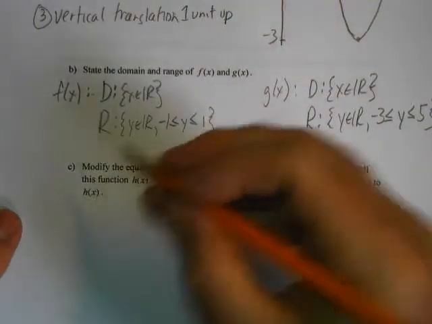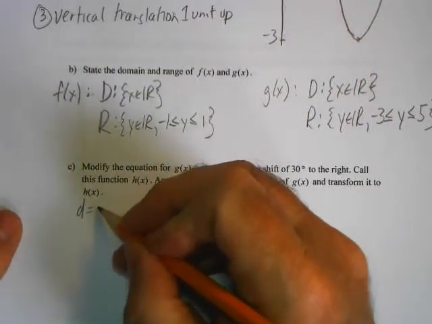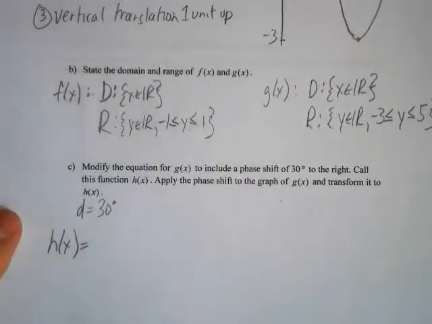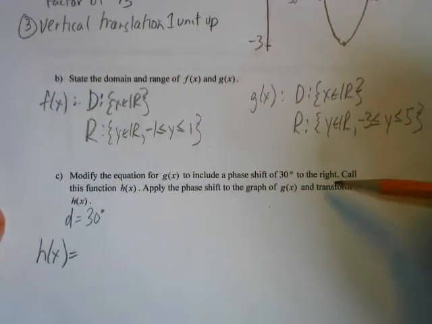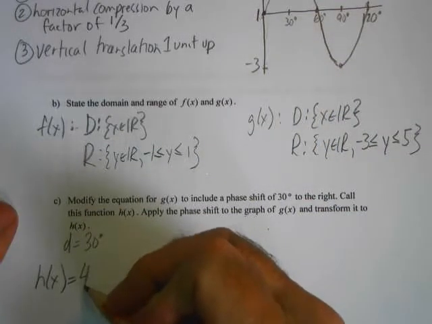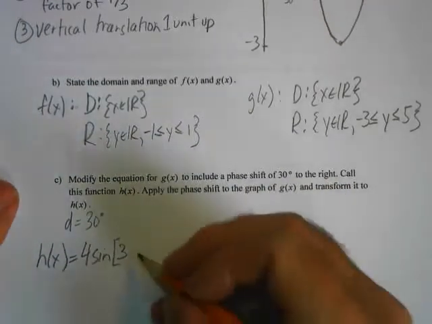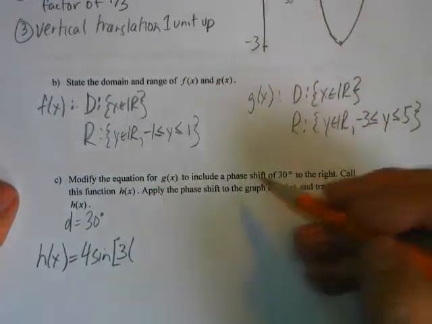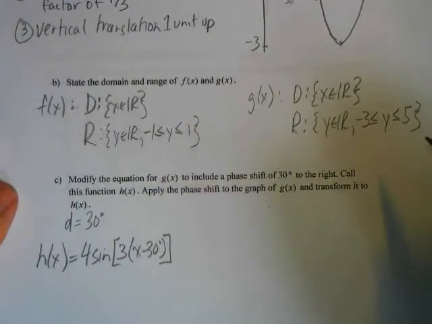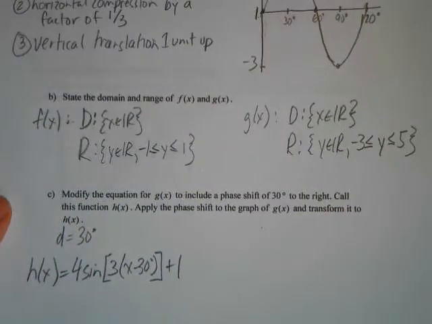The fact that there's a phase shift of 30 means my d value has changed from 0 to 30 degrees. So therefore the equation is going to be the same as g of x, 4 sine 3x plus 1, but I'm going to add my d value in there. So it's 4 sine, put an extra layer of brackets here, 3. Now remember it's x minus d, so it's x minus 30 degrees, square bracket, and then the plus 1 that was already there. Okay, so that's the new equation.